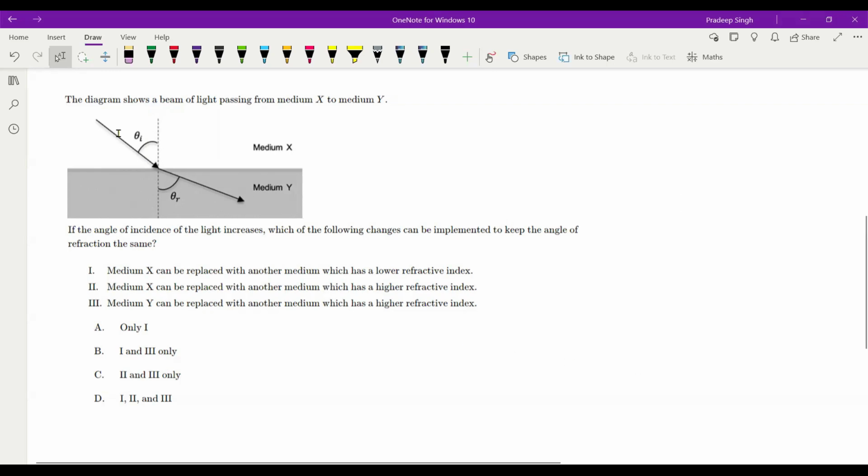This is a question involving refraction. So we have been given there is a beam of light which is passing from medium X into medium Y. As we can see, the light ray is actually bending away from the normal. So how do we approach these questions?